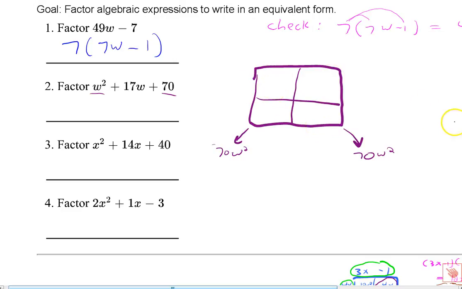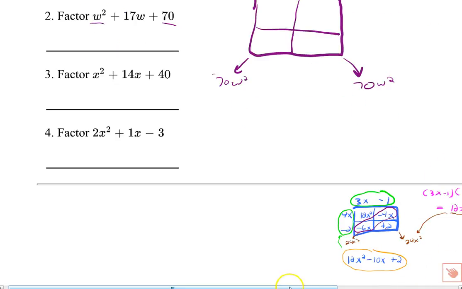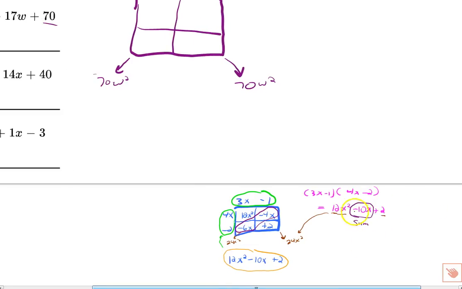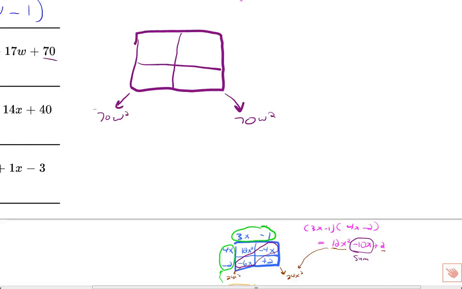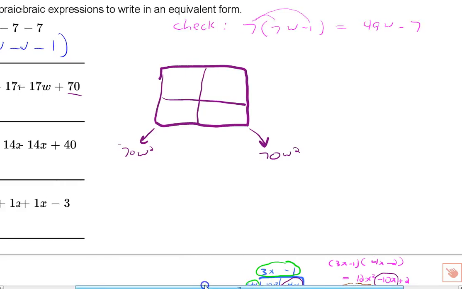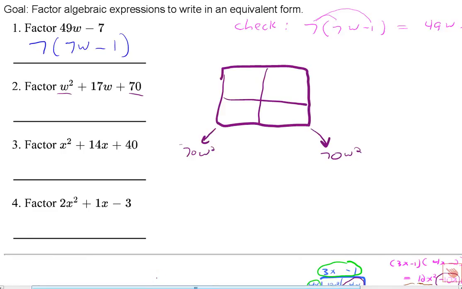Something else to observe from our example down here is that, see how the 12x squared is the first box and the 2 is the other box? That happens every single time. Whatever the first term goes here, the last term goes here. So I can apply that up here. I can just immediately put the first term, so w squared, goes in the first box, and the 70 goes in the last box.